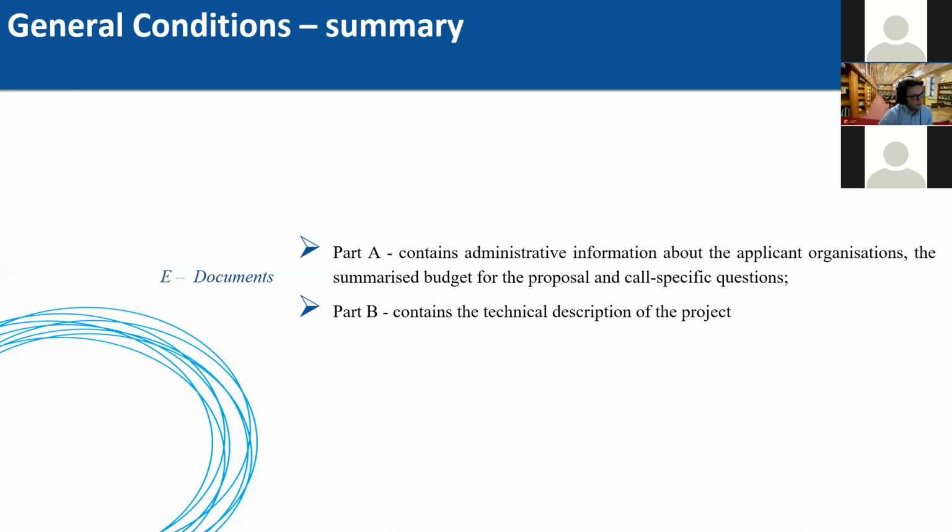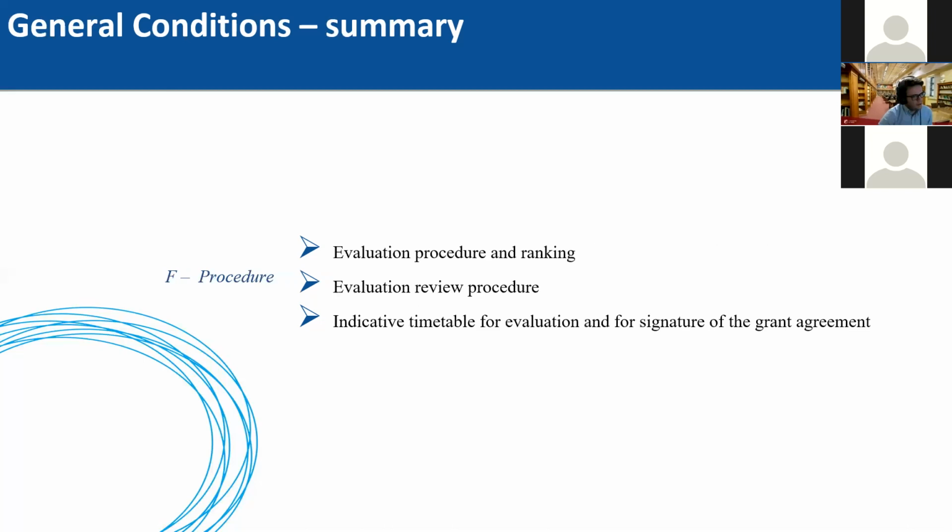Section E, which is the documents, basically Part A and Part B. Part A, of course, contains the administrative information about the applicant organization, the summarized budget for the proposal and cost-specific questions. And Part B contains the technical description of the project.